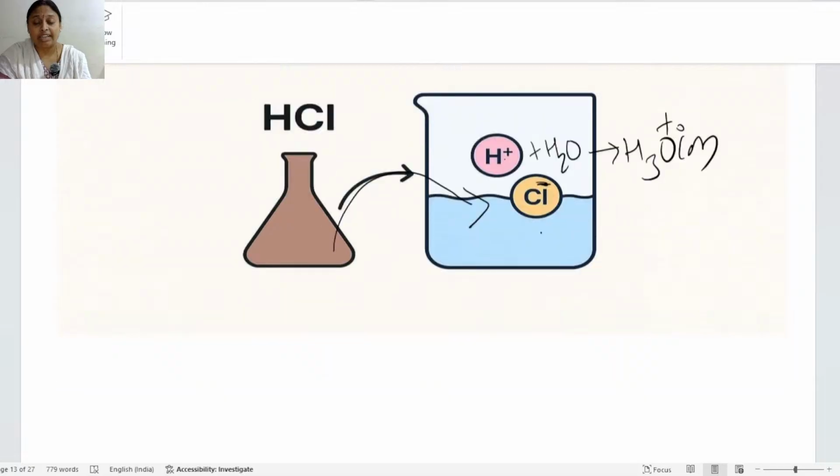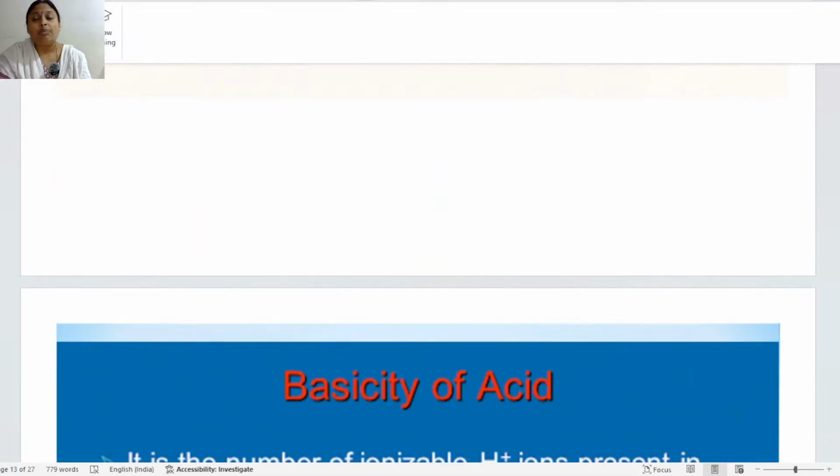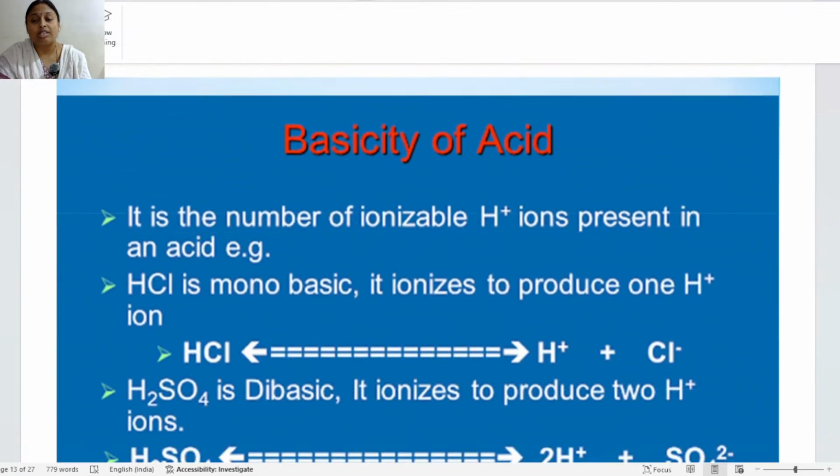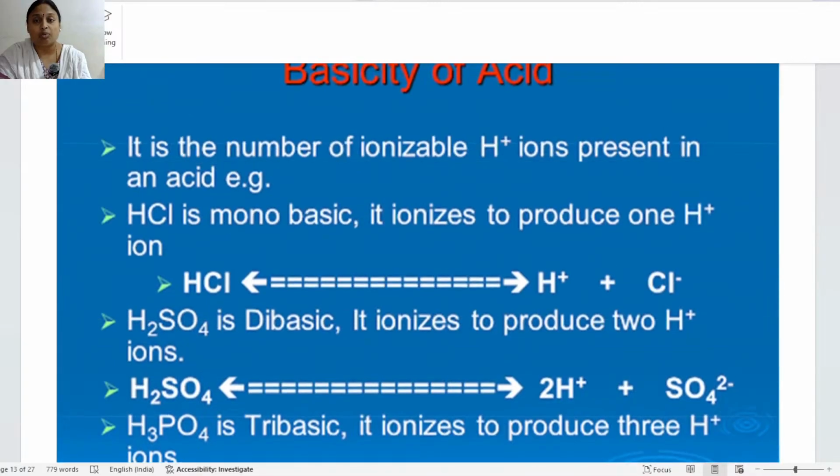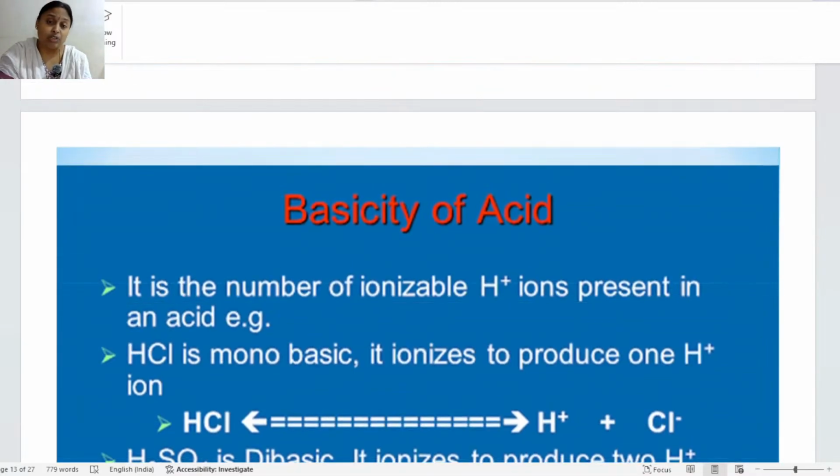How far these H plus ions are produced, based on that we say strong acids as well as weak acids. Now, basicity of an acid. What is the meaning of basicity of an acid? It is the number of replaceable H plus ions. Ionizable means the number of replaceable H plus ions. How many replaceable H plus ions are present?